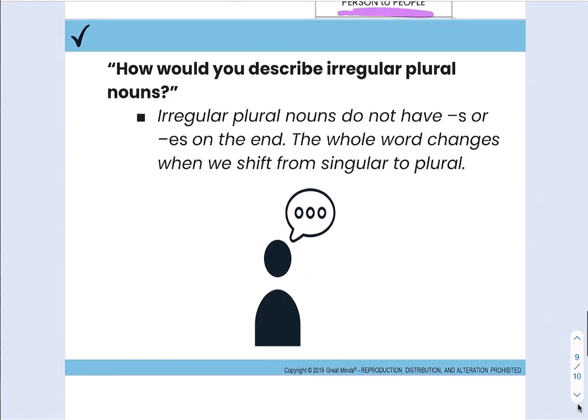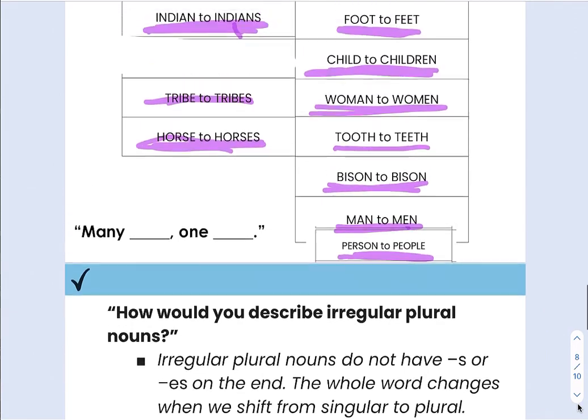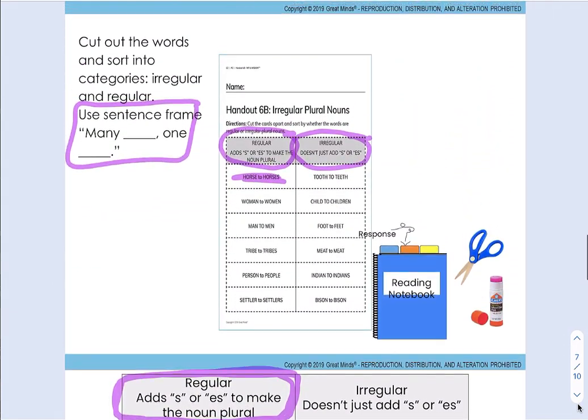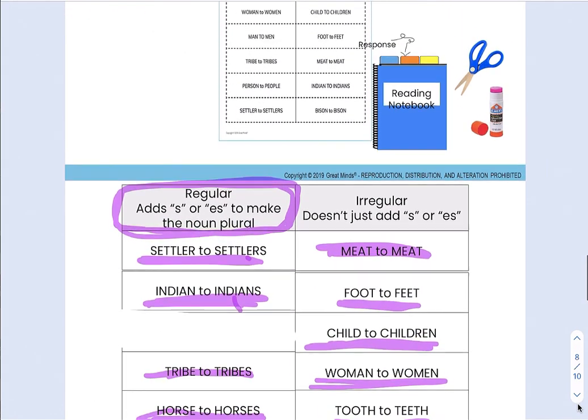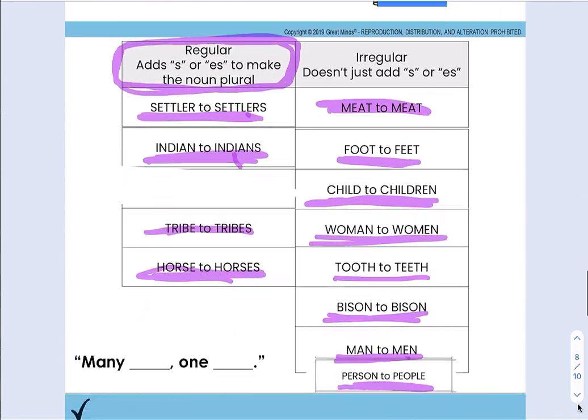And that brings us to the end of today's deep dive. So just as a reminder, your job today was to cut out the cards in handout 6B, sort the irregular plural nouns. So we'll have two categories, one that has regular plural nouns, that means nouns that end with s or es, and then our other category is irregular nouns, doesn't just add an s or an es. And then glue it into your response section of your reading notebook.